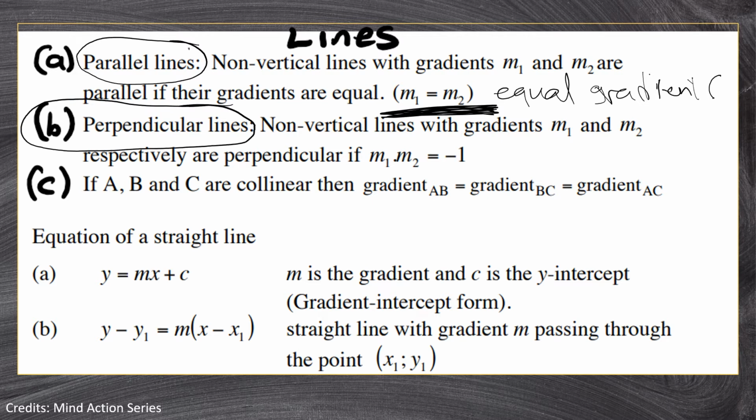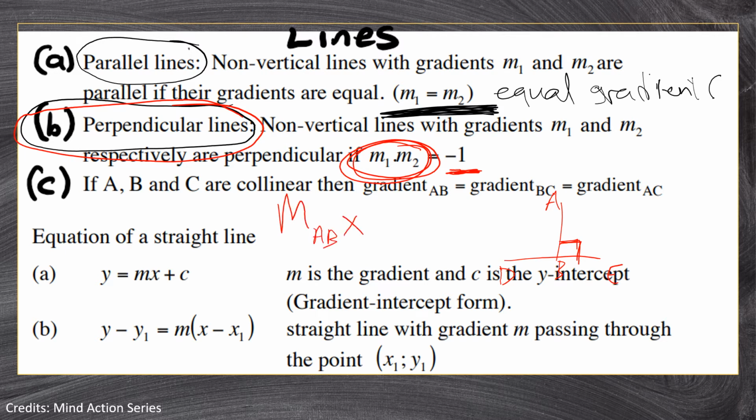Number 2, perpendicular lines. How do we know that lines are perpendicular? If lines are perpendicular, it means that where they intersect, they form 90 degrees. If I have AB and DE, how do I know that those lines are perpendicular? When you multiply their gradients, they must be equal to -1. Very, very important. It means that the gradient of line AB multiplied by the gradient of line DE must be equal to -1 to prove that indeed they are perpendicular.